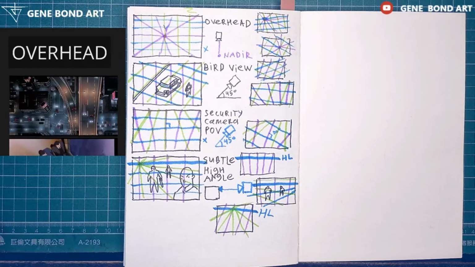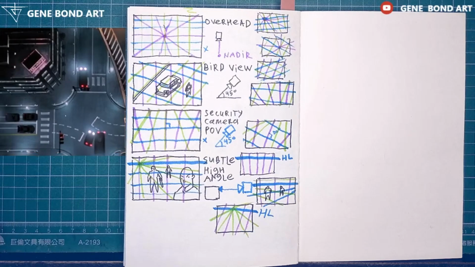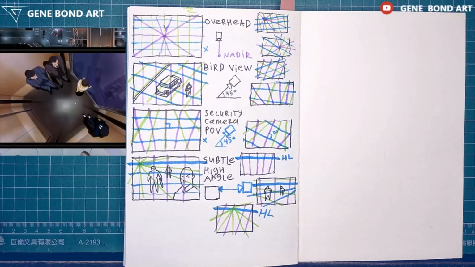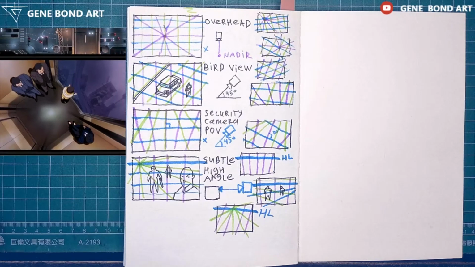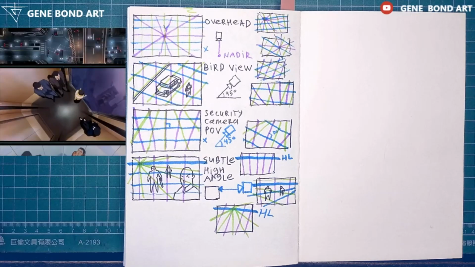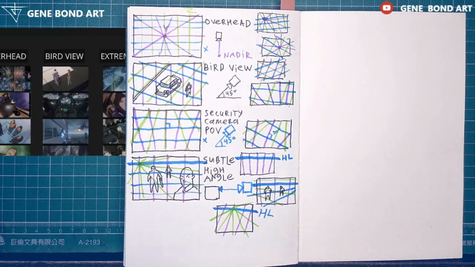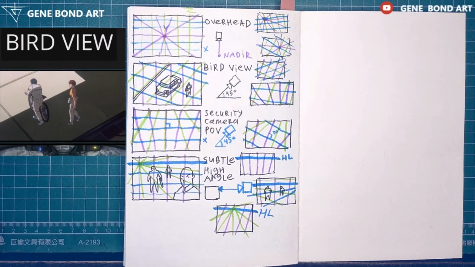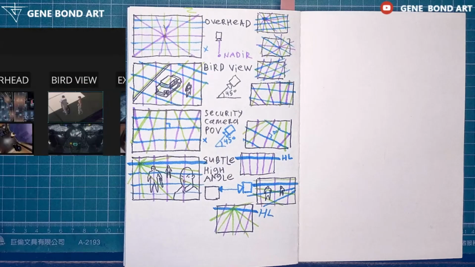Again, overhead, you notice it's just straight down. It's like a view from a satellite. Or here we have in the elevator, the vanishing point right here in the center. So all vertical lines converge in this vanishing point. Then bird view, like I say, is like isometry. So you see this x-axis following this shadow and z-axis going in this direction. And the y-axis here is just vertical lines.